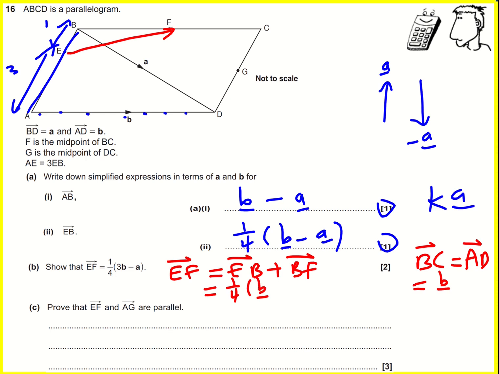I crammed this question up quite a little bit, so I am aware there's not a lot of room. Plus BF is going to be 1/2 B. Okay, this is all right. We just need to simplify it now.